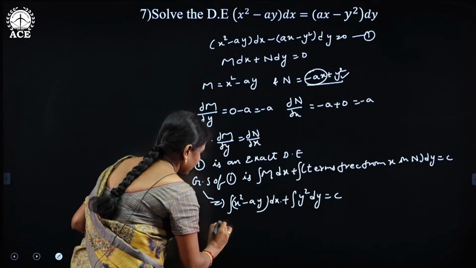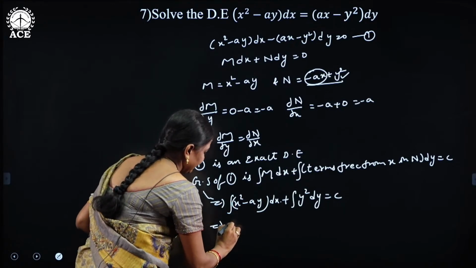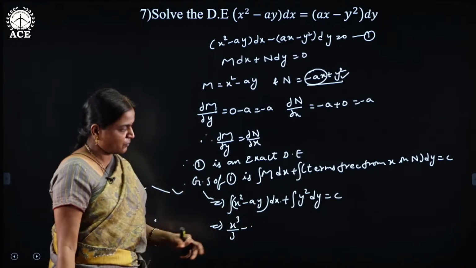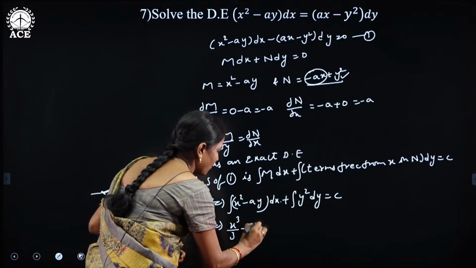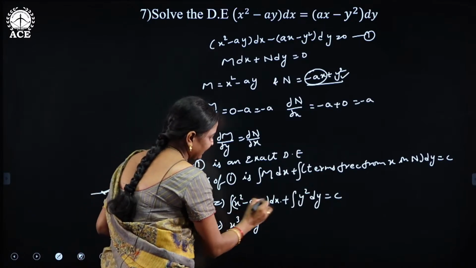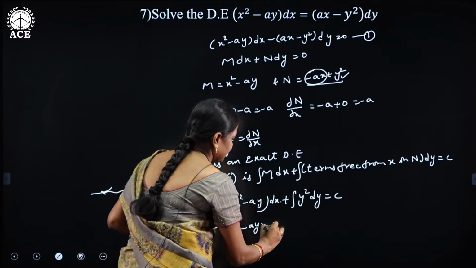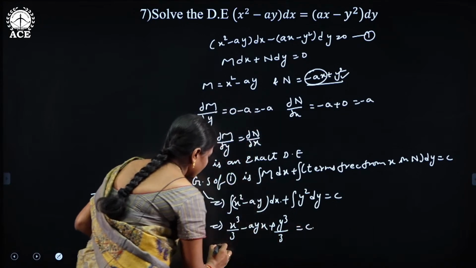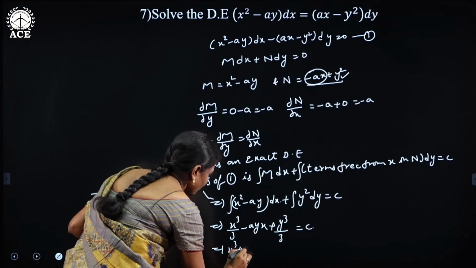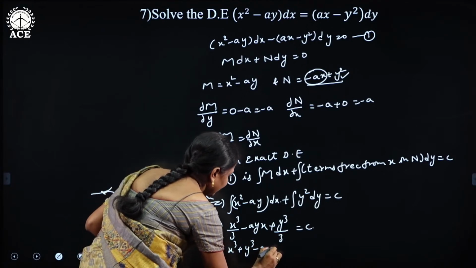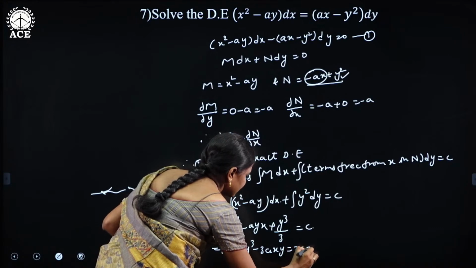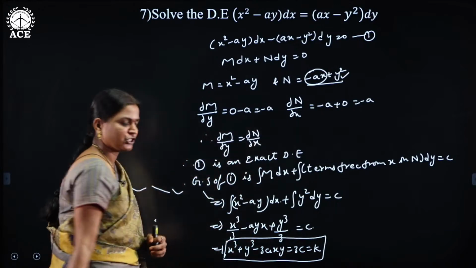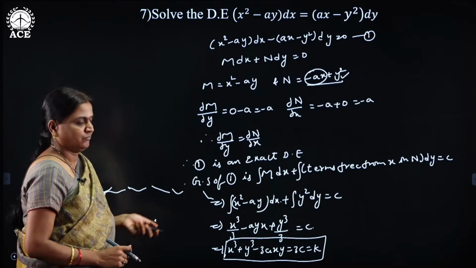Integrate it. First integration is performed with respect to x. Integration of x square is x cube by 3 minus, here integration is performed with respect to x. Ay is the constant, but integration of dx is x, plus integration of y square, that is y cube by 3 is equal to c. So rewrite this equation, x cube plus y cube minus 3axy is equal to 3c or k. This is the required general solution of given differential equation.